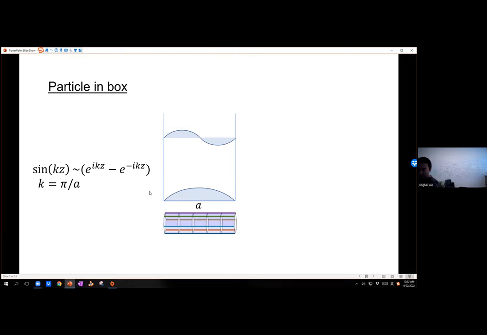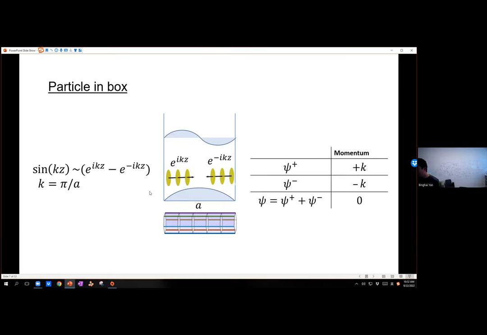And actually, if we rewrite sin(Kz), it's a linear combination of two plane waves. These two plane waves interfere with each other and form a standing wave in the box. This is how we teach our students. But from the plane wave picture, we get a first insight: in the molecule, we do have momentum. We just don't have net momentum. The electron cannot fly out, but inside the box, the electron is moving left and right. Because of these two opposite motions interfering, we get a standing wave.